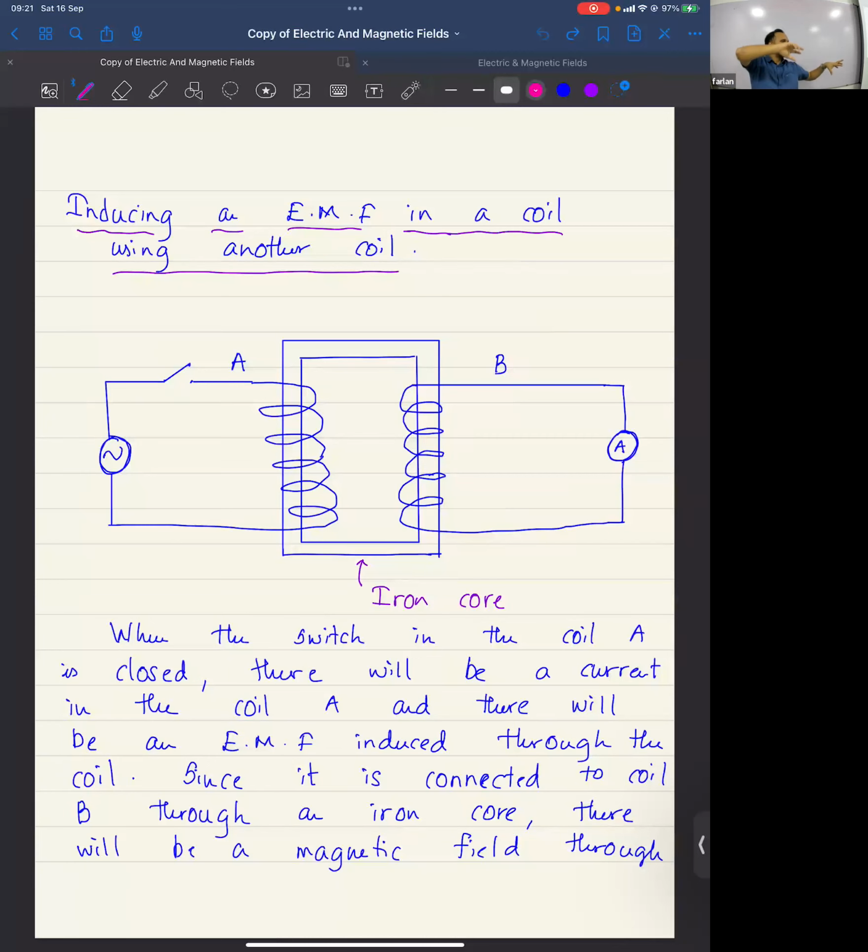In a step up transformer, you remember the number of turns in the secondary coil is more than the number of turns in the primary coil. In a step down transformer, the number of turns in the secondary coil is less than the number of turns in the primary coil. Did you all come straight to A levels without doing this? You have done it, right?